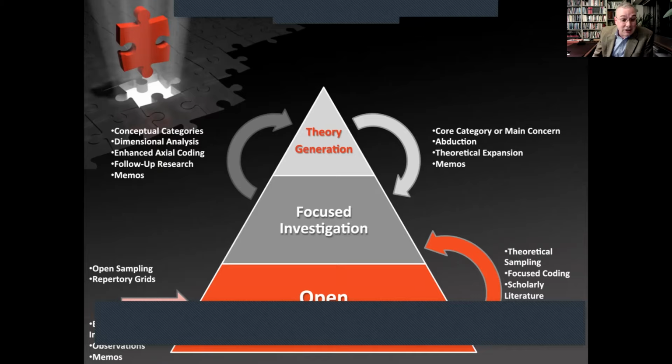You'll see that you will have all sorts of things that will go on at each stage. Open sampling is the notion that in a general social arena, you'll talk to anyone who will talk to you to find out what's going on in that realm, be it a certain classroom or a university or an area of study. I use something that's called repertory grids. And I'm not going to bore you with my talks on repertory grids.